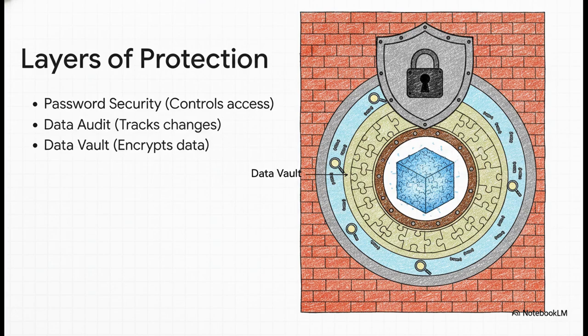First up, password security. And this isn't just about remembering your login. It's about controlling access rights, so a junior clerk can't accidentally or intentionally view the CEO's payroll data. Next is the data audit feature. Think of this as a digital footprint. It tracks exactly who made what changes to the original data, ensuring total accountability.